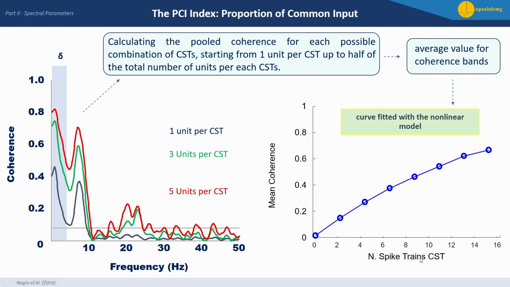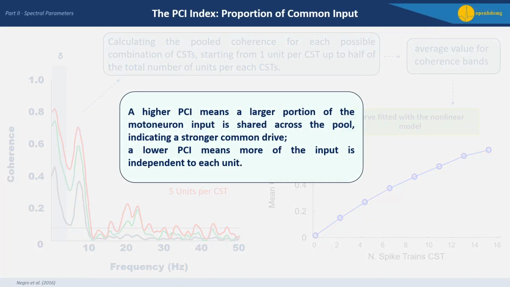You can see the number of spike trains, or the number of motor units, and we have the mean coherence as the estimated PCI index. Here also you can see that a higher PCI means a larger portion of the motor neuron input is shared across the pool, indicating a stronger common drive. And a lower PCI means the input is independent to the units.